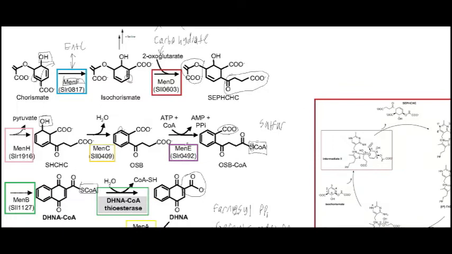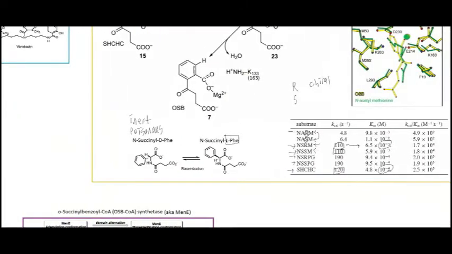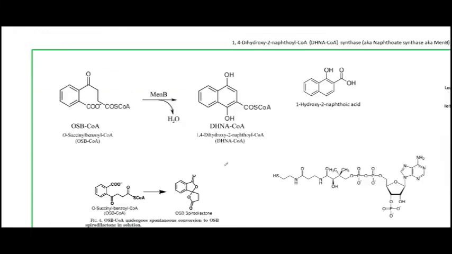And so the next one, if we go back over here, is our MenE enzyme. And so this one is the one that's just adding this coenzyme A. And so I don't have much here for that because it's a pretty straightforward reaction. So the coenzyme A, actually I have the model for that down here for the next enzyme. So this is what coenzyme A looks like just on its own.